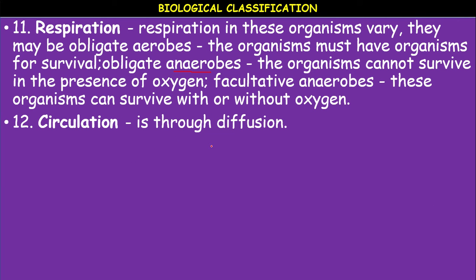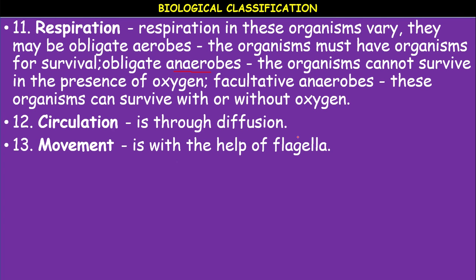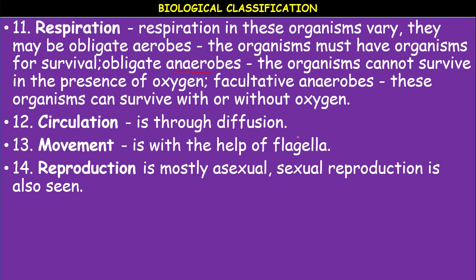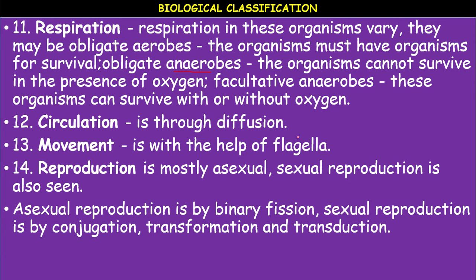Circulation: there are no special circulatory organs, they are prokaryotes, unicellular. So, the circulation of materials takes place through the body surface by diffusion. Movement is with the help of flagella. Reproduction is mostly asexual. Sexual reproduction is also seen in some, by conjugation. The asexual reproduction is by binary fission. Sexual reproduction is by conjugation, transformation and transduction.